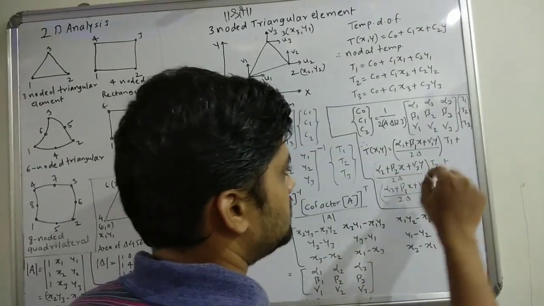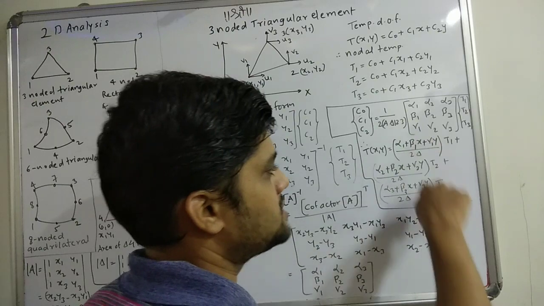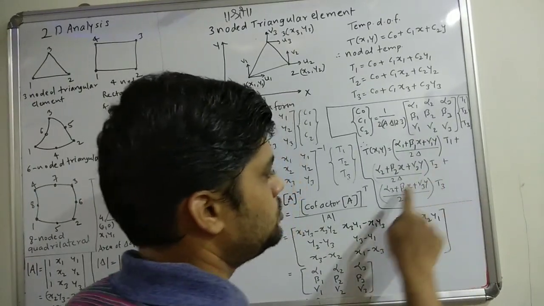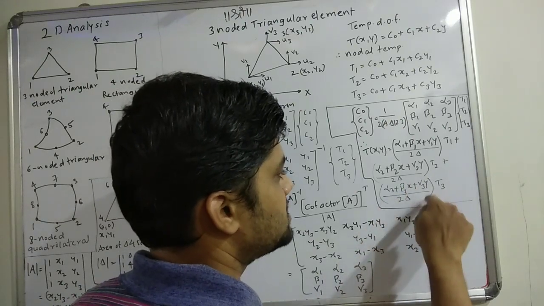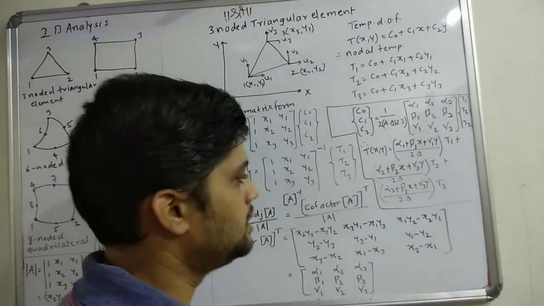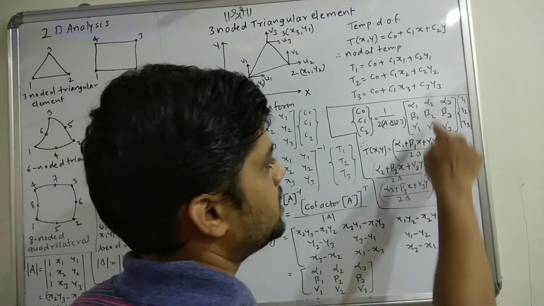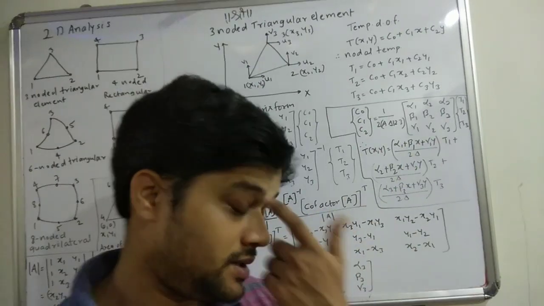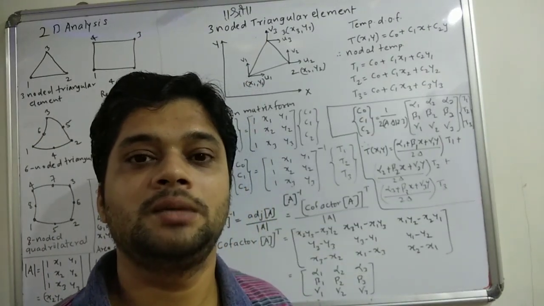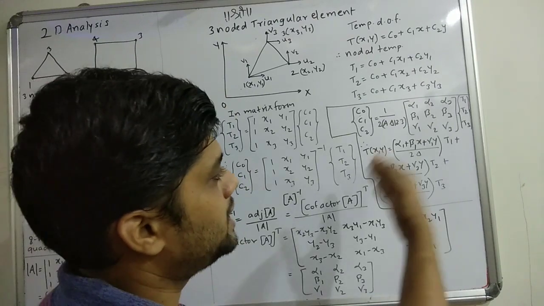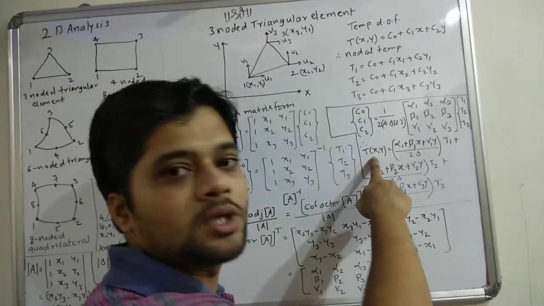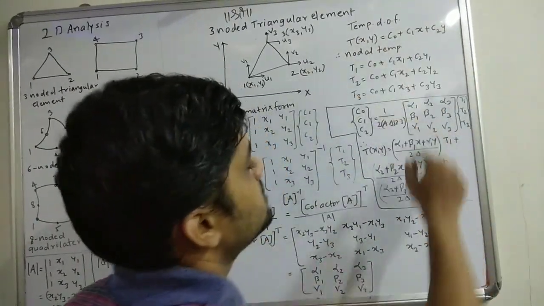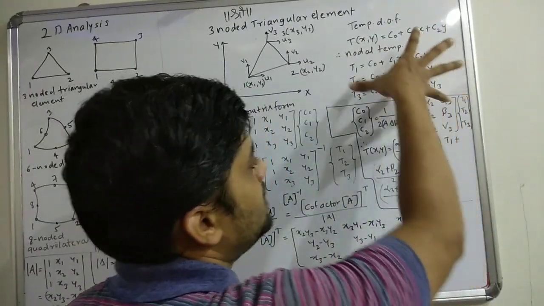Then plus alpha 2 plus beta 2 x plus gamma 2 y divided by 2 times the triangle area multiplied by T2, and alpha 3 plus beta 3 x plus gamma 3 y divided by 2 times the triangle area multiplied by T3. Now whatever is in the bracket are my shape functions, because they are correlating with what? This is my interpolation function. If you remember, when we have written this, this is my interpolation function and this is what we have written.